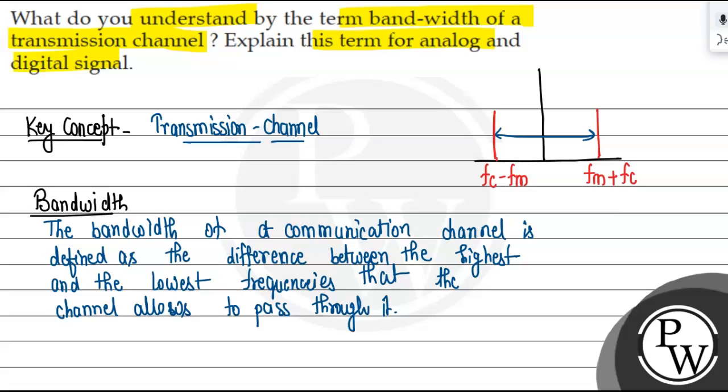So we can write that the bandwidth is actually the upper frequency level minus the lower frequency level, or upper frequency band minus lower frequency band.